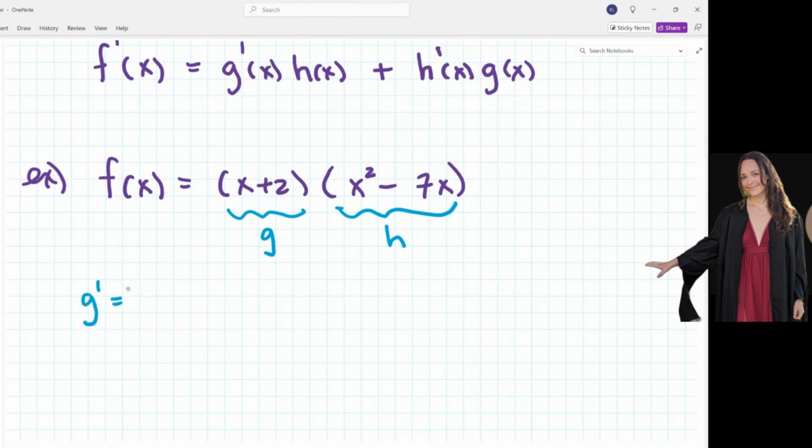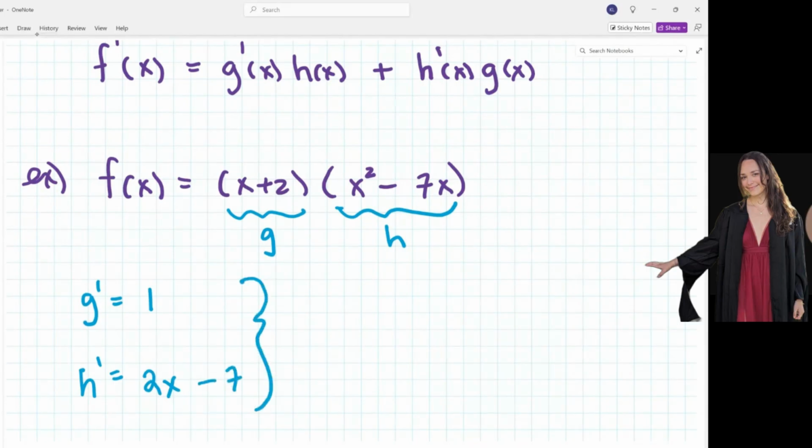So g prime, the derivative of the first, we can use power rule. We have the derivative of x, which is just 1. And just so you know, the derivative of any constant equals 0, so this 2 is going to go away. Then if we look at the derivative of h over here, we can use our power rule, which we just learned. So we will end up with 2x minus 7.